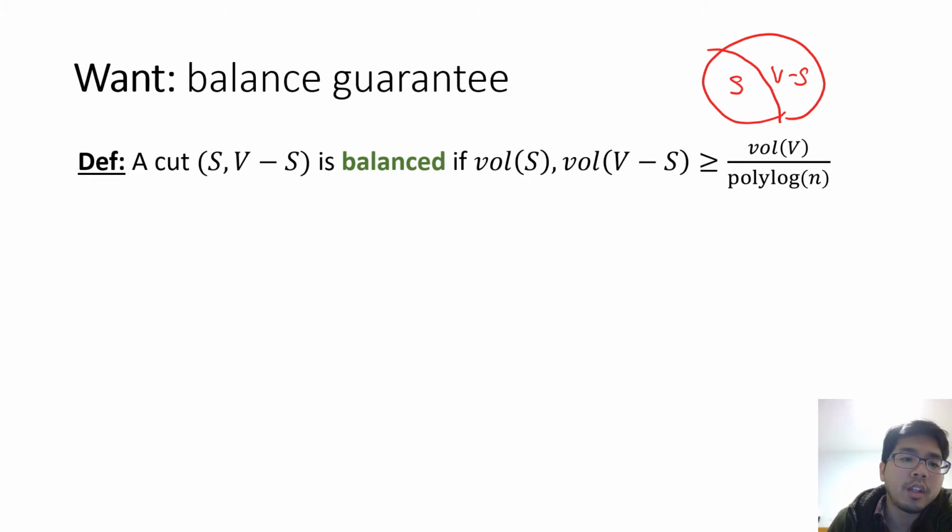So what we want here is some balance guarantee. Let me give one definition. A cut is balanced if the volume of both sides of the cut is quite large. It's larger than a 1 over polylog fraction of the whole thing.